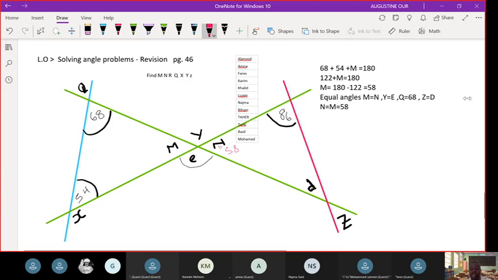So how can we find X? X plus E plus 54? X and E are not related. X plus 54 is equal to what? 180. So what is X? 180 minus 54 is 126. So where we have X, we come and put 126, then over.